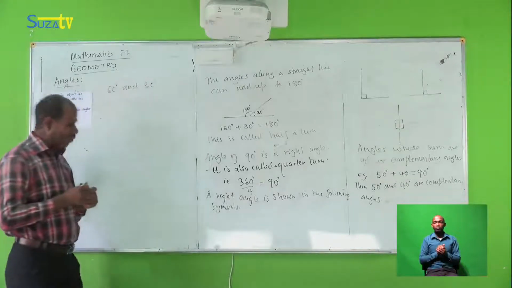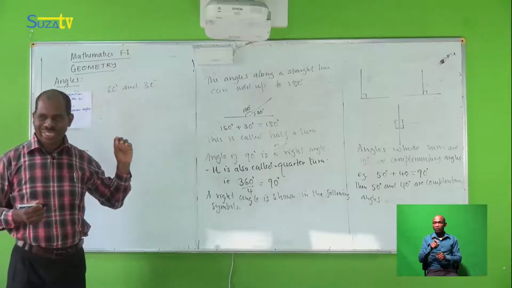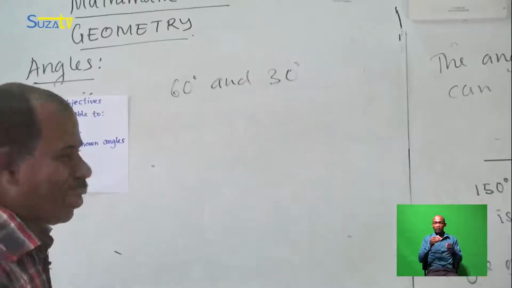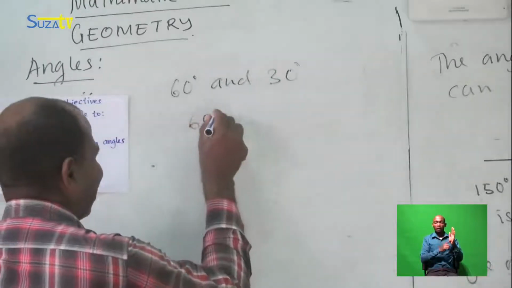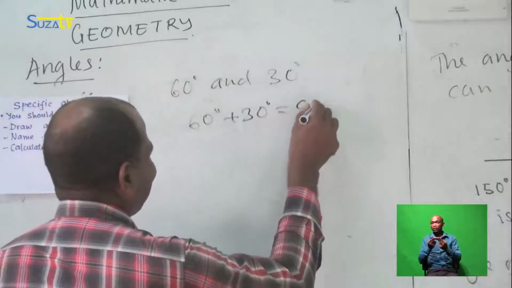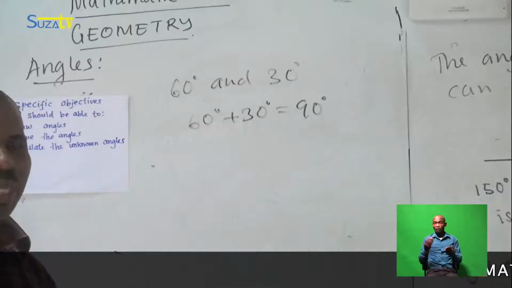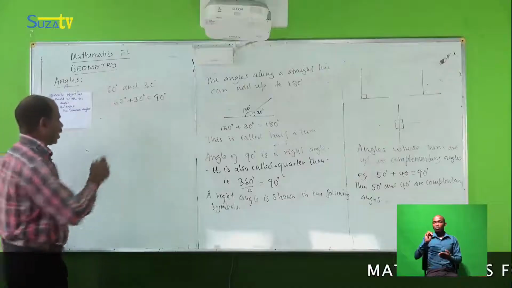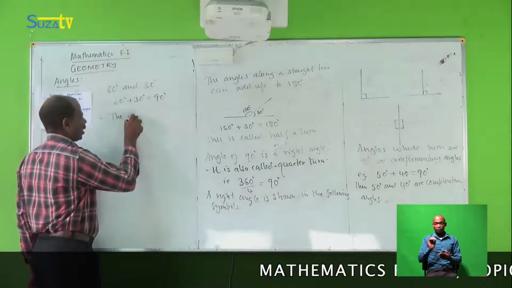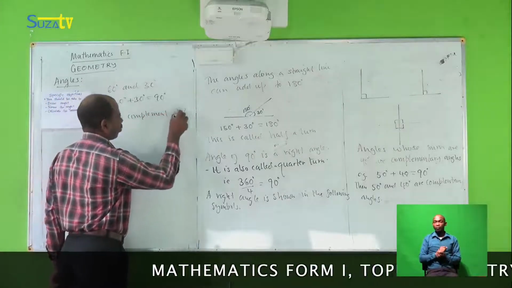So we can have a question. Tell me, the complement of 60 degrees is what? 30 degrees. Why? Because 60 degrees plus 30 degrees is equal to 90 degrees. Okay? Now, give me the complement of 20 degrees.